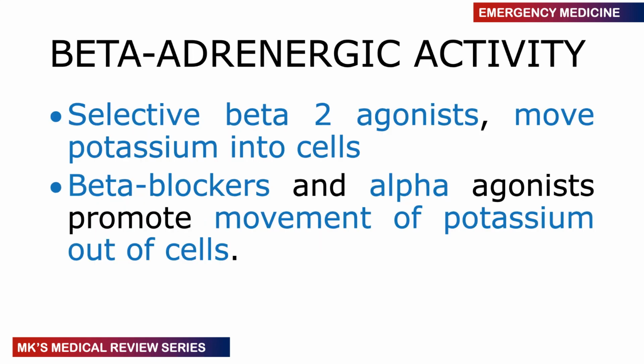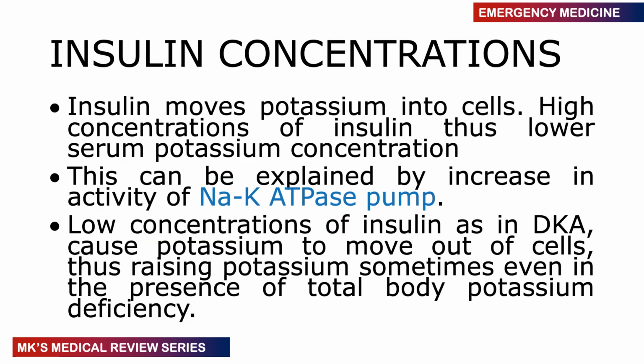Remember that beta-adrenergic activity can also affect how potassium moves across cells. You have some beta-2 agonists which move potassium into the cell. So drugs like albuterol, drugs like salbutamol, we can actually utilize in the management of hyperkalemia. Beta blockers and alpha-adrenergic agonists are going to promote potassium moving out of the cells and are going to promote hyperkalemia. In terms of insulin concentration, remember insulin is going to help drive potassium into the cells.